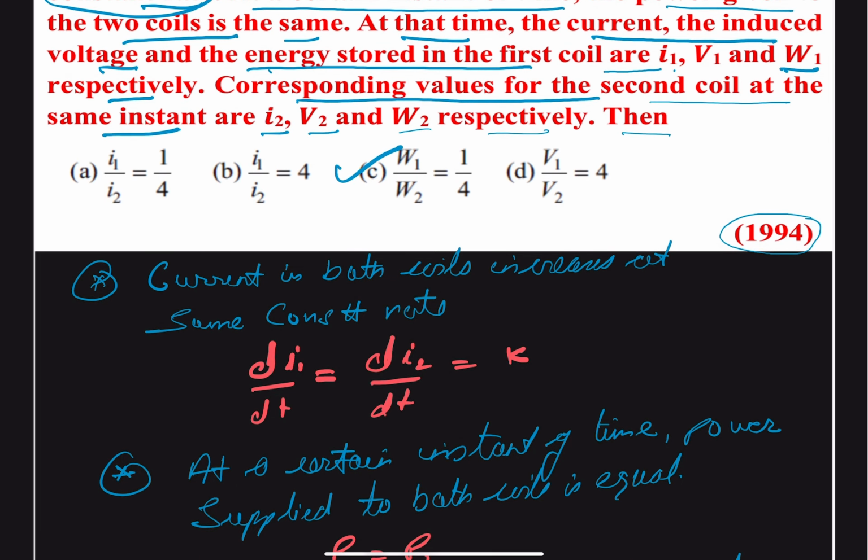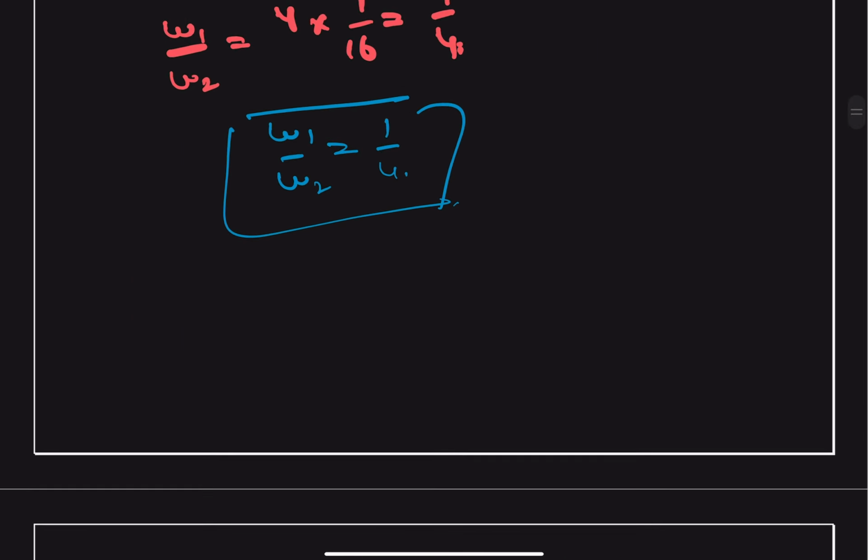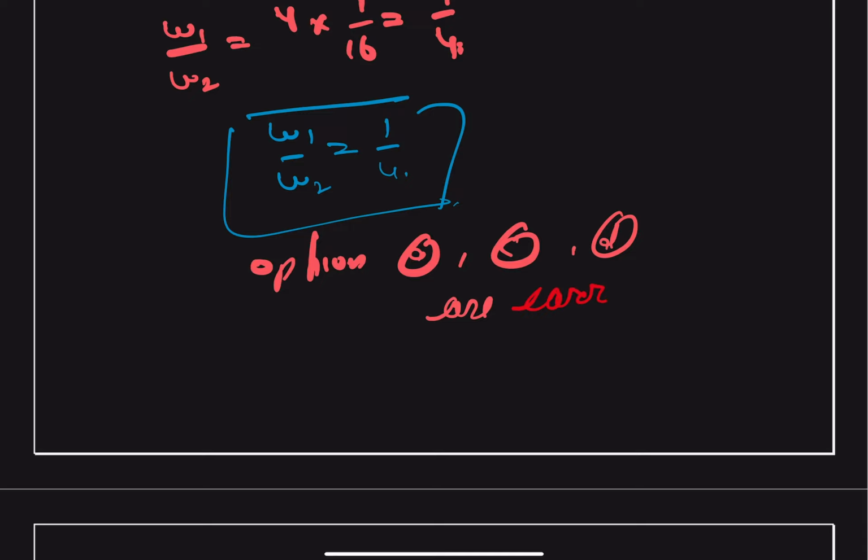So option number C is correct. Option number A is correct. And option number D is correct. So A, C, D are the correct options for it. So this completes the first question.